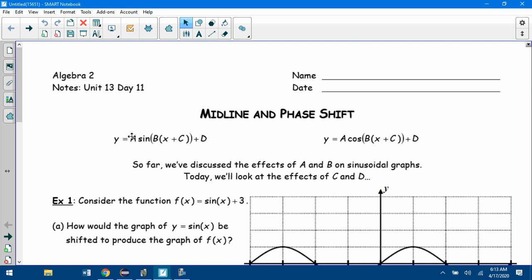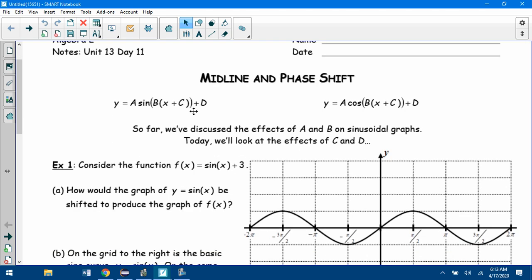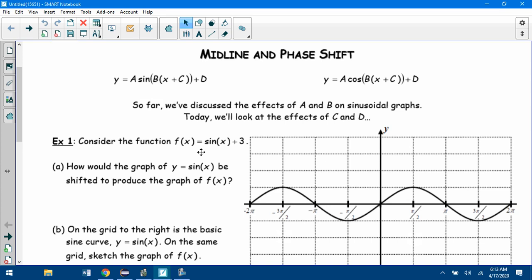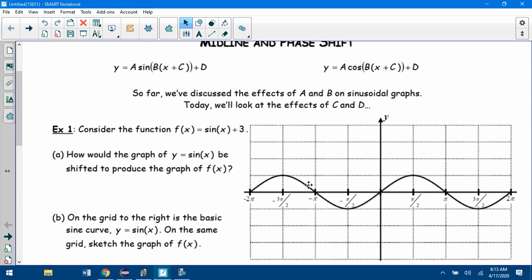So like I said, we've talked about the effects of A and B on the graph. Today we're talking about C and D. And we'll start with D, the number added onto the end. So consider the function f of x equals sine of x plus 3. How would the graph of y equals sine of x be shifted to produce the graph of f of x? This is the graph of sine of x.